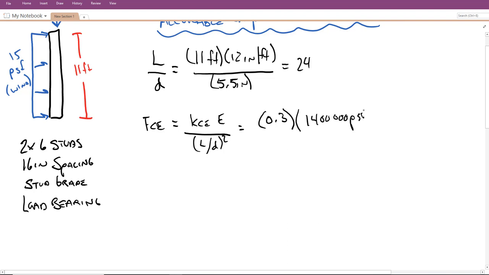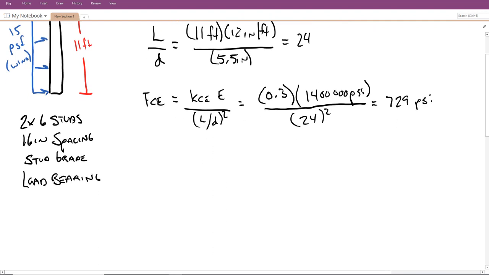1,400,000 psi, and the L over D ratio of 24 squared. You run that through, and we end up with our calculator indicating that the Euler's critical buckling stress is 729 psi. Next, we want to calculate our adjusted compressive stress.